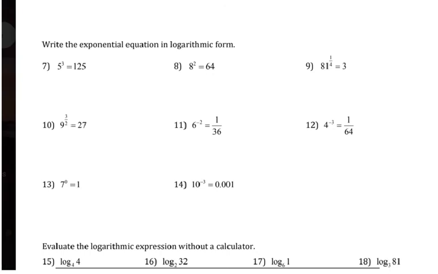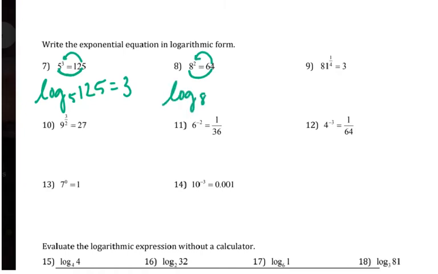Okay, much better. All right, number 7, write the exponential into logarithmic. So again, it's the snail. So snail, snail, snail. So it's going to be the log. The first thing is a 5, then it snails around to 125, and then it ends with the 3. Again, base, answer, exponent. Log of 8, then it's 64, curls around to the 2.